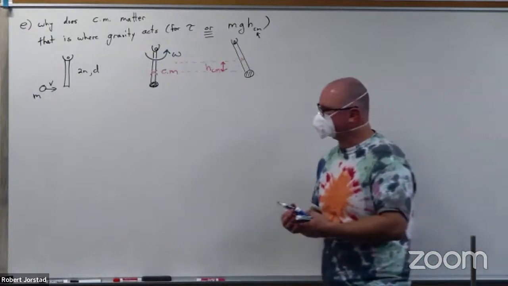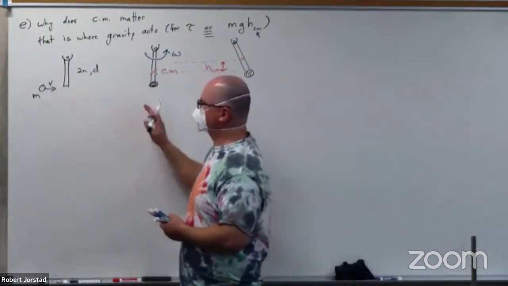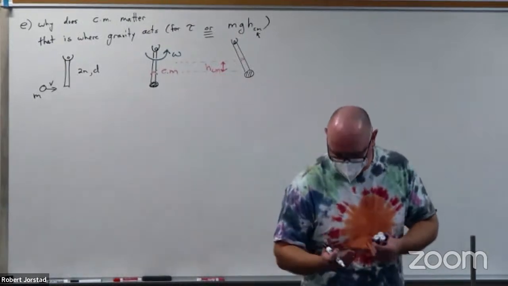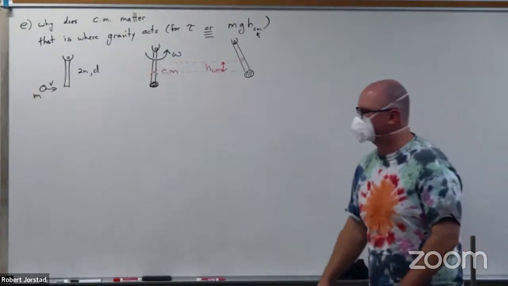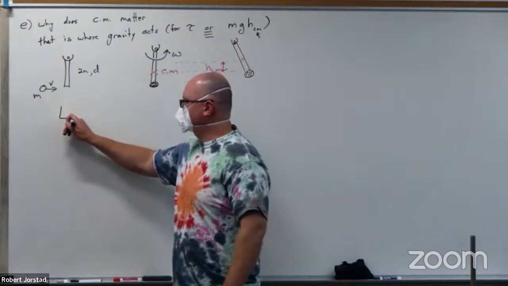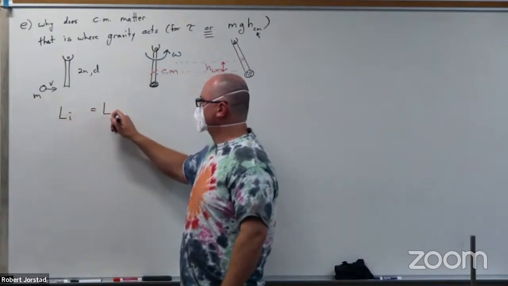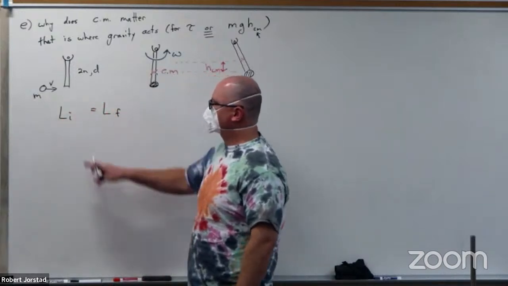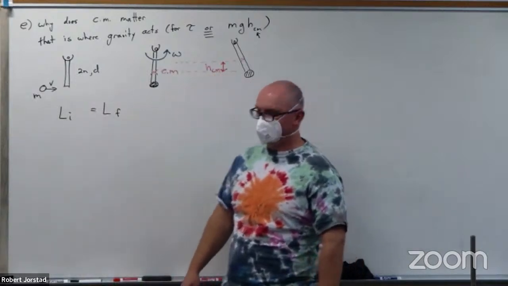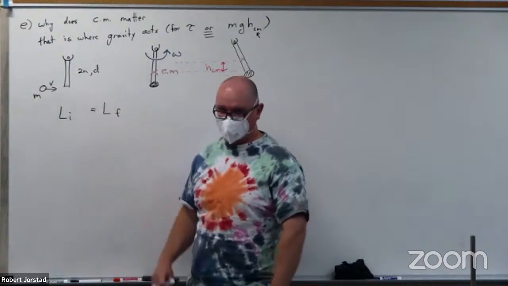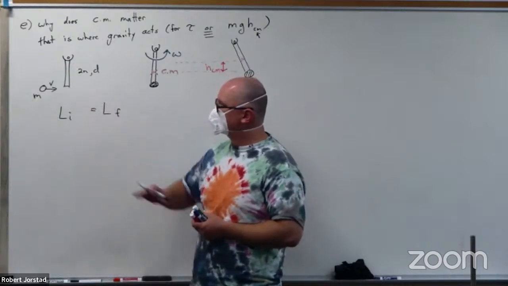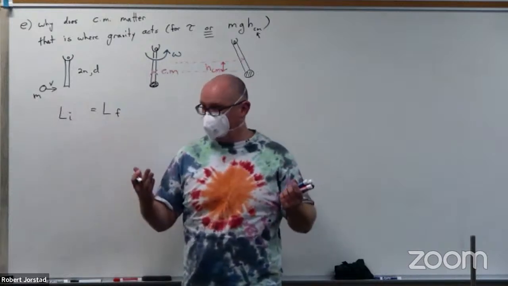Okay. Between stage 1 and 2, what rule am I supposed to apply? Conservation of energy, conservation of linear momentum, or conservation of angular momentum? Angular momentum. L initial equals L final. What's the initial angular momentum? The rod is not moving. What has the initial angular momentum? The point mass, the ball.